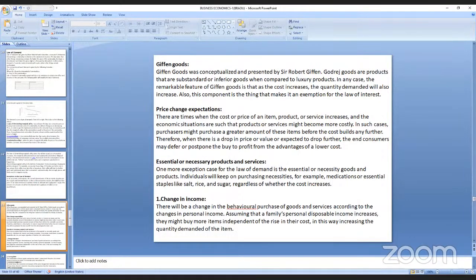Here, price changes the expectation. Means there are times when the price of an item, product or service increases, and the economic situation is such that products or services might become more costly. Your price expectation will go. If you are going to buy, your expectation is very low, but when you go there, it is more costly. In that case, purchasers might purchase a greater amount of these items before the cost increases any further.